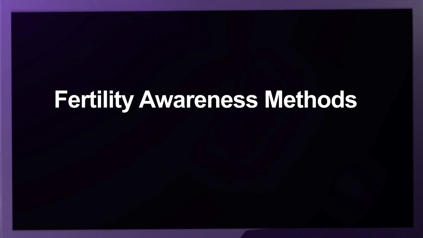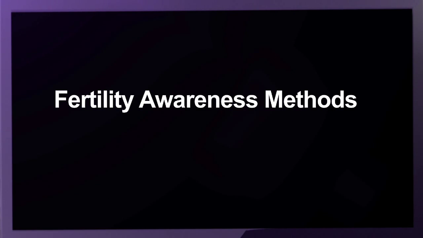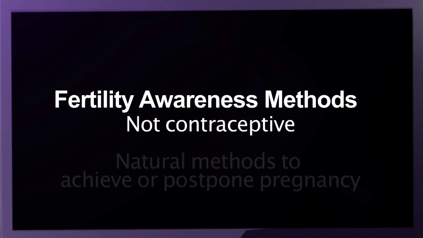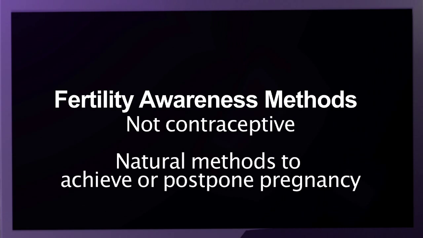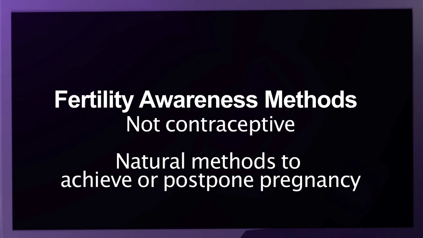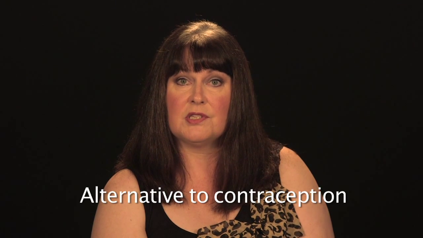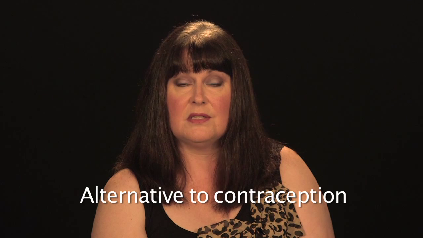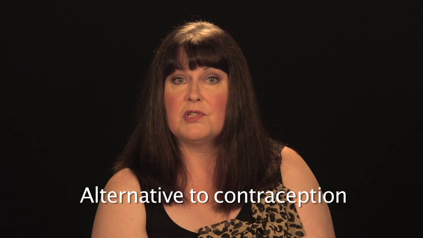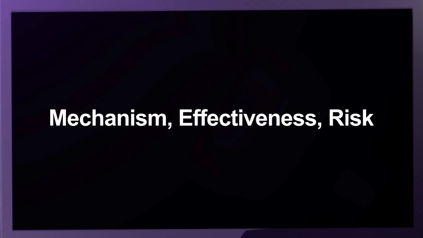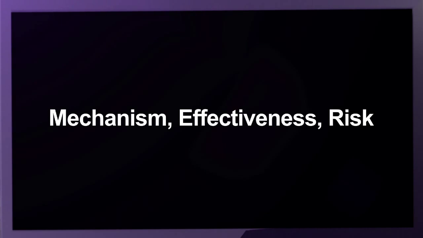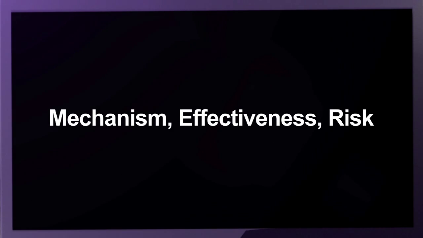Then there are fertility awareness methods. These are not really contraceptives, but they are methods that can be used to either achieve or postpone pregnancy. Because they are an alternative to contraceptives, we discuss these also. There are several fertility awareness methods. For each of the methods of contraceptives, I will discuss the mechanisms, effectiveness, and risks.